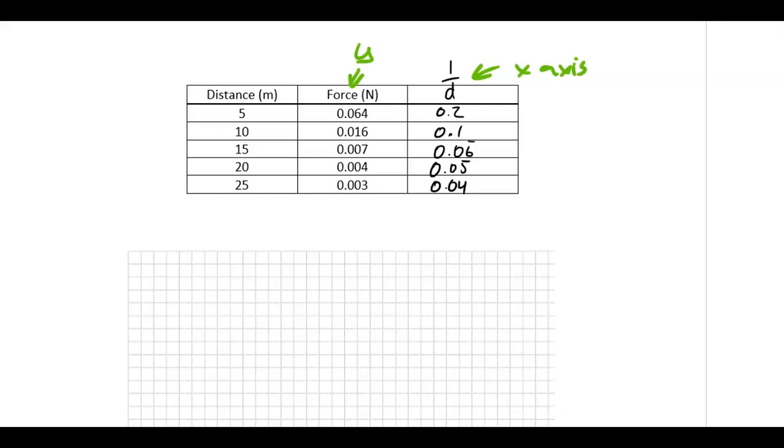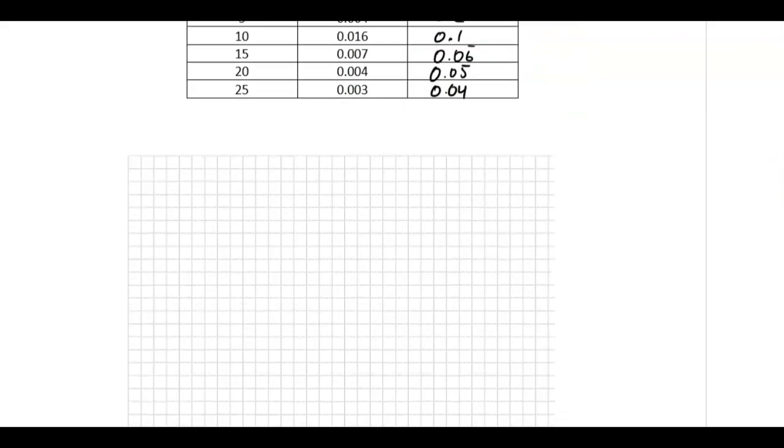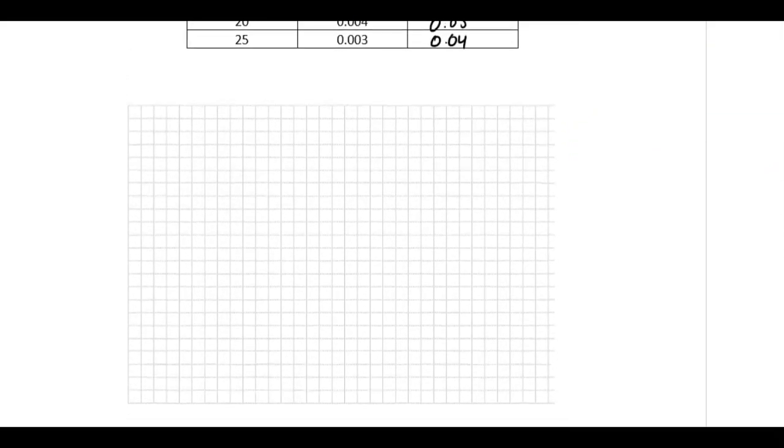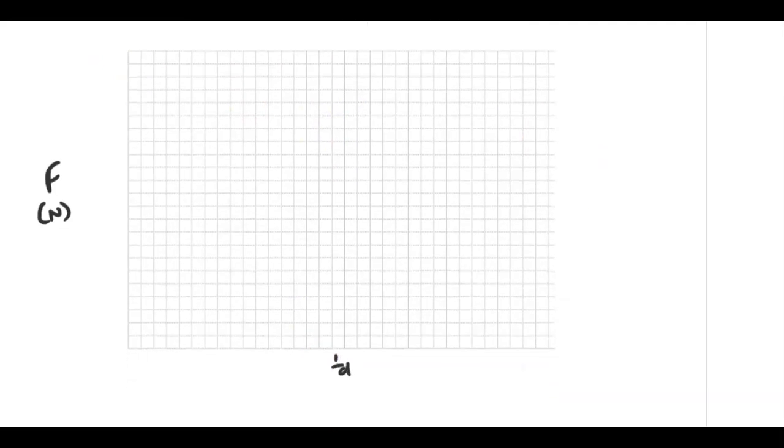Right? This is still our y-axis. Okay, so the y-axis remains the same, and force measured in newtons. The x-axis is going to be 1 over d. And I feel like I'm a little bit off screen here, so I will move down. Try that again. 1 over d, which would be 1 per meters.